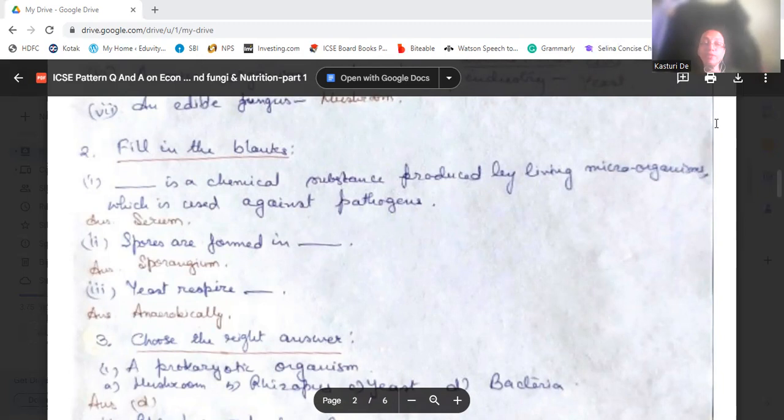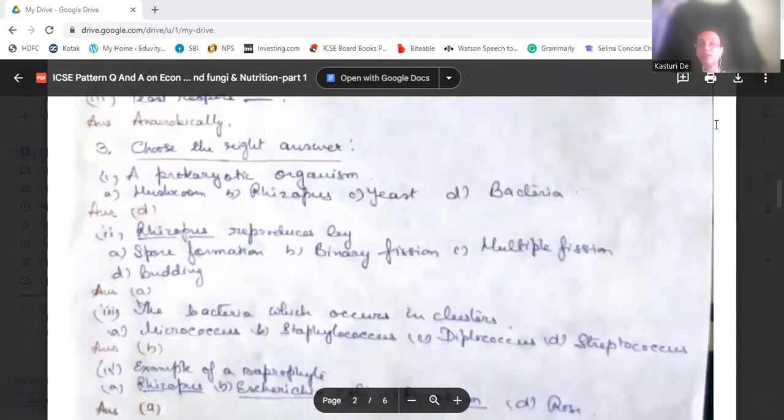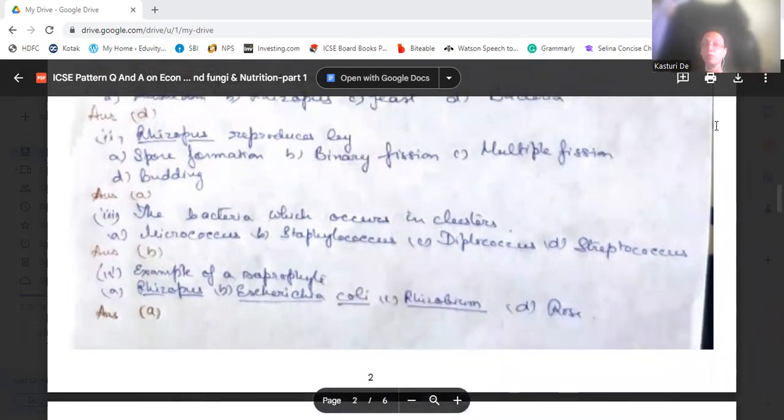Then choose the right answer: prokaryotic organisms. Let us say mushroom, Rhizopus, yeast or bacteria, it's bacteria. Then Rhizopus reproduces by spore formation, and not by nutrition, multiplication or budding. The bacteria which occur in clusters are known as Staphylococcus, and not Diplococcus, Streptococcus or Micrococcus. Diplococcus is where two are joined together. Streptococcus is chains. Then an example of a saprophyte: saprophyte is Rhizopus, not Escherichia coli or Rhizobium or rose. Rose is a plant, it's not a saprophyte.